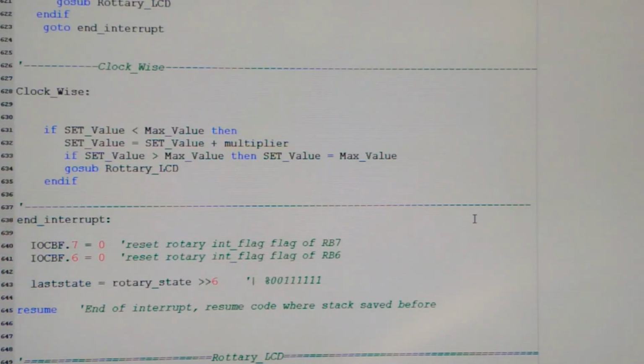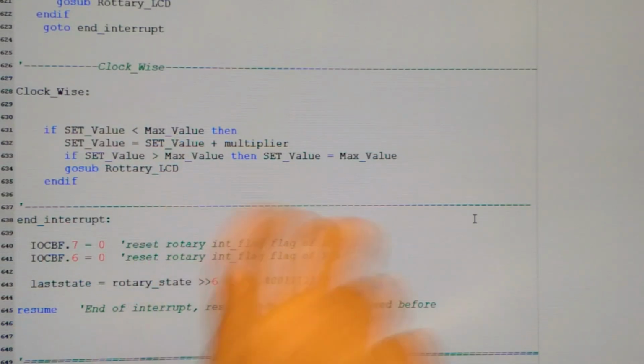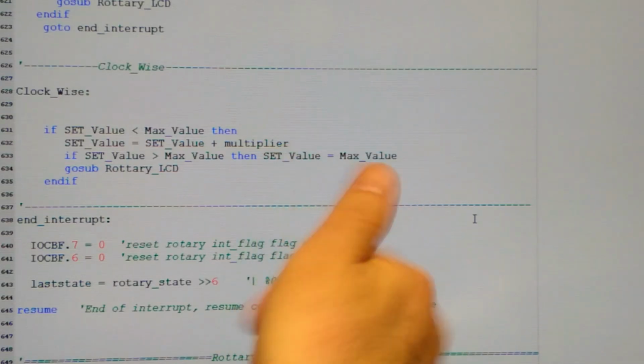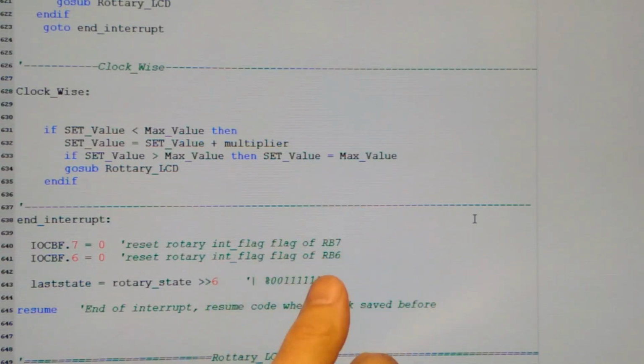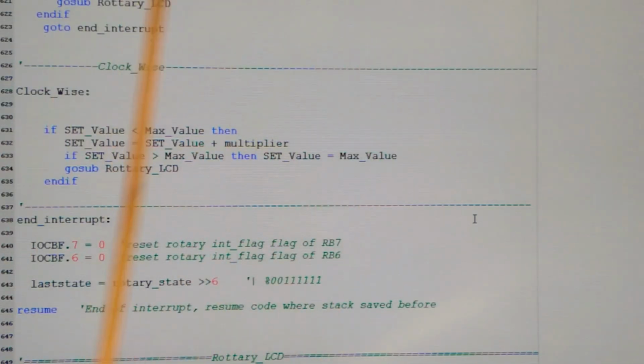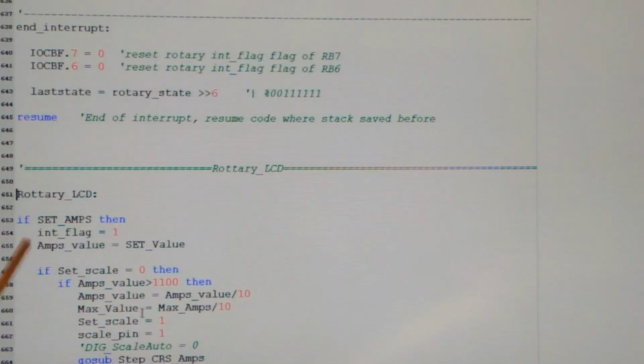Then as soon as you've changed it, updated the value, you need to display it on your LCD screen. Otherwise you're turning your rotary encoder, but your eyes are concentrating on your LCD screen. So you need to update the LCD screen as soon as you change the value. You have to do it in steps, because your eyes are watching the LCD. So you need to update it. It goes up to rotary LCD, rotary LCD, and it's down here. Anyway, it's there.